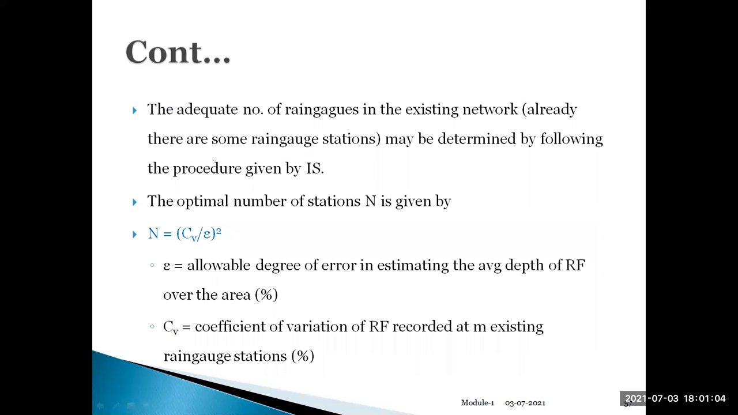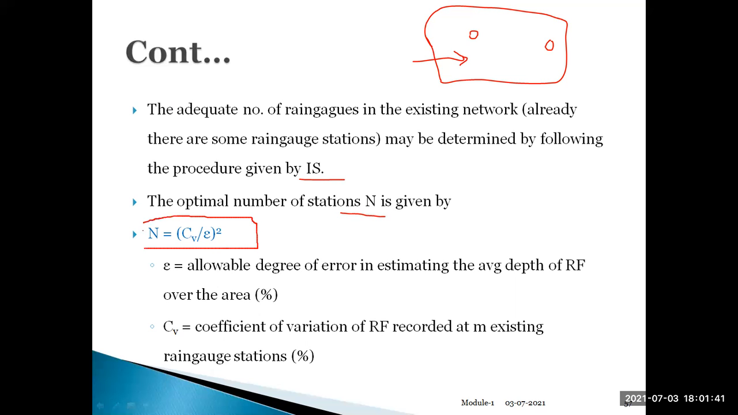And the adequate number of rain gauges in the existing network: that is, already there are, for example, if you have an area here where 2 rain gauges already exist, then how many additional rain gauges you need to install along with these 2 existing ones is determined by the procedure given by the Indian Standard. So the optimum number of stations is given by N = (CV / ε)².